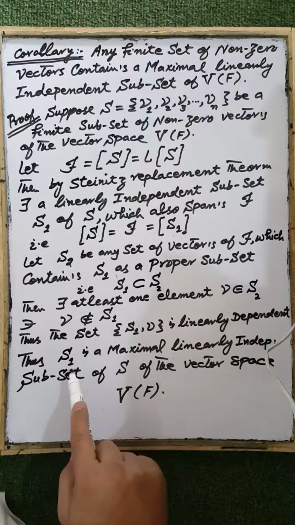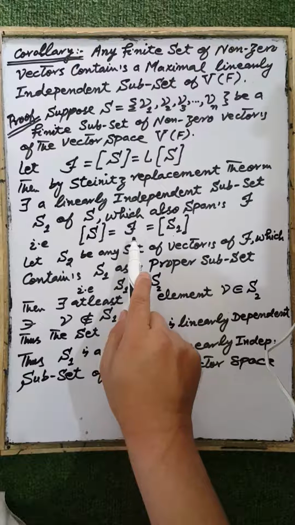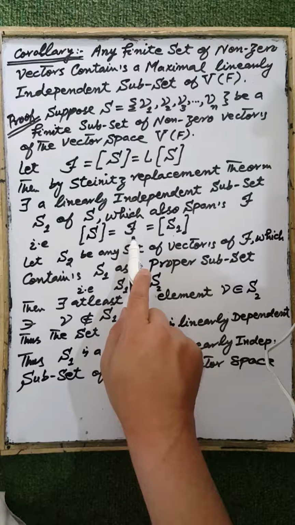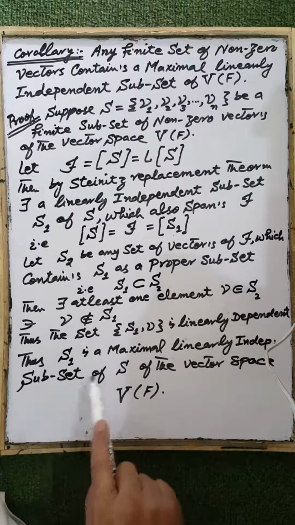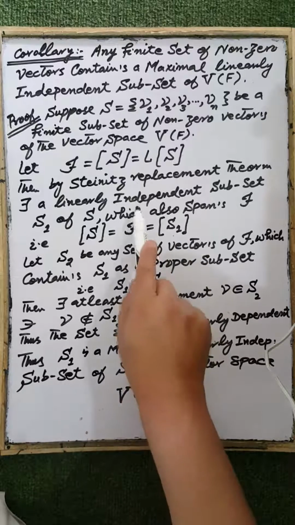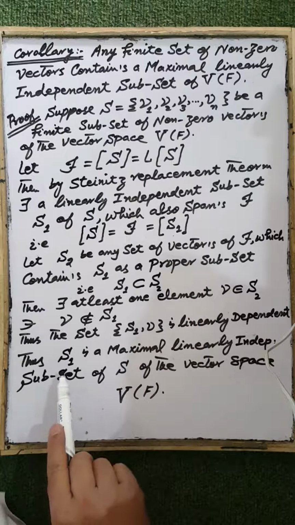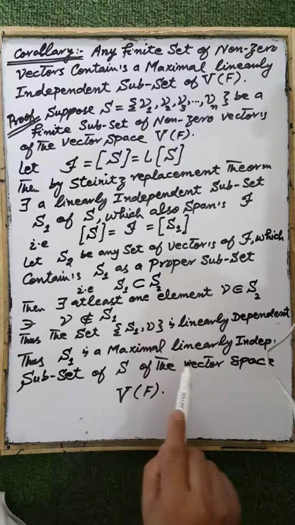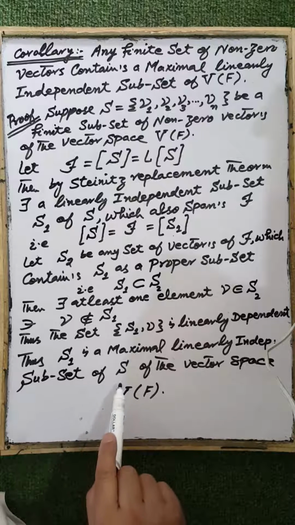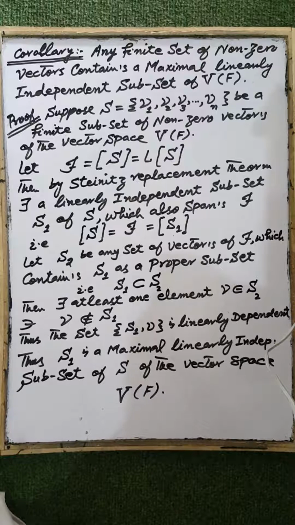Thus the set S1, which spans the spanning set T, a subspace of the vector space over the field F, is a linearly independent subset of S. This subset S1 is a maximal linearly independent subset of S of the vector space V over the field F.